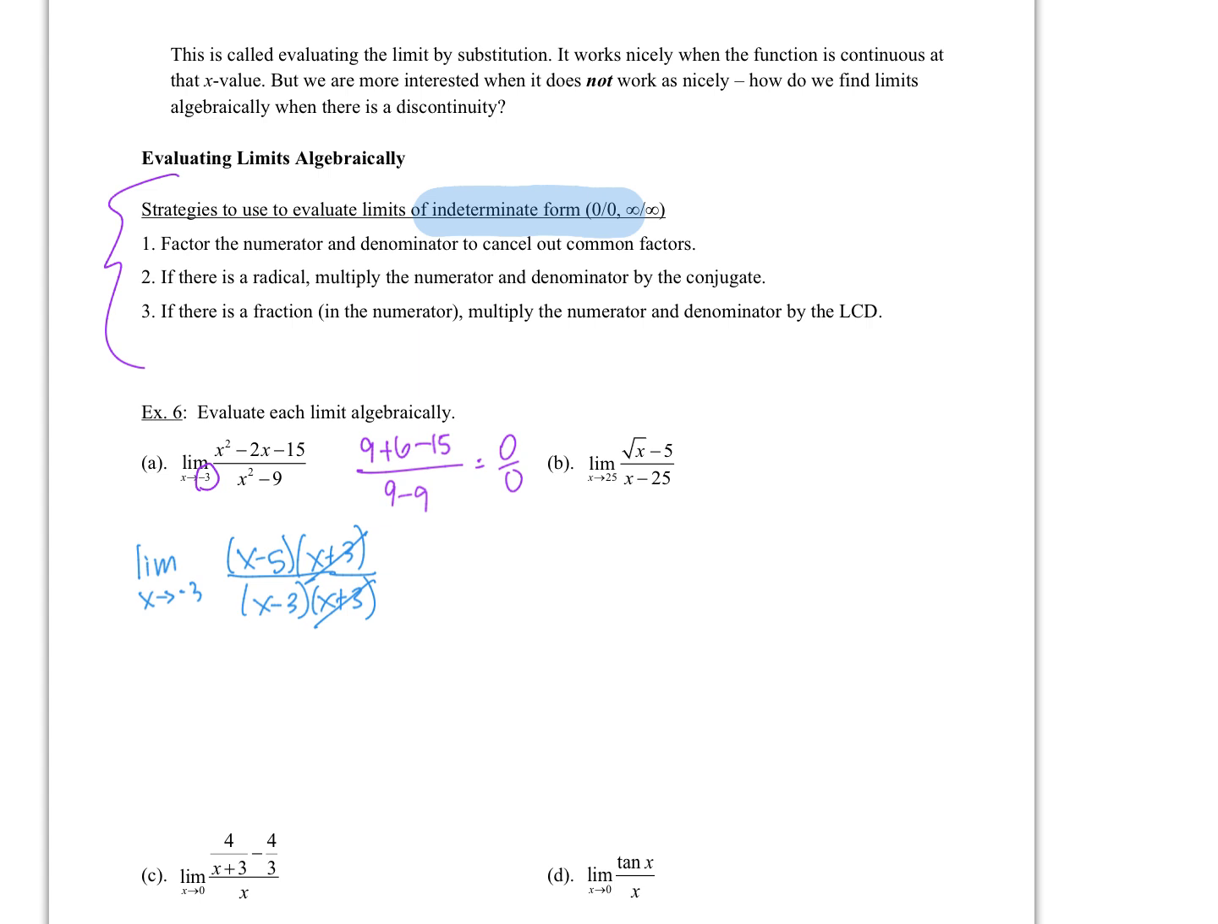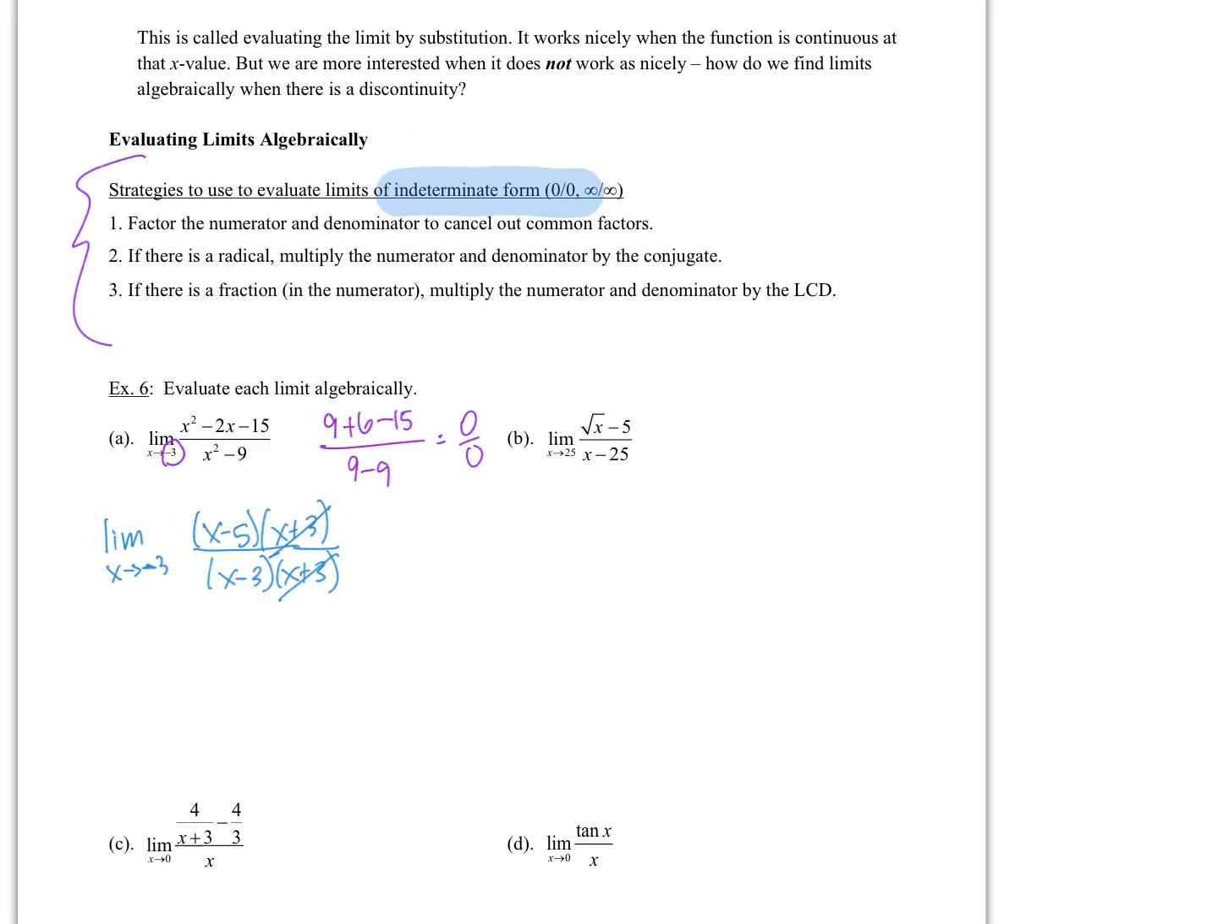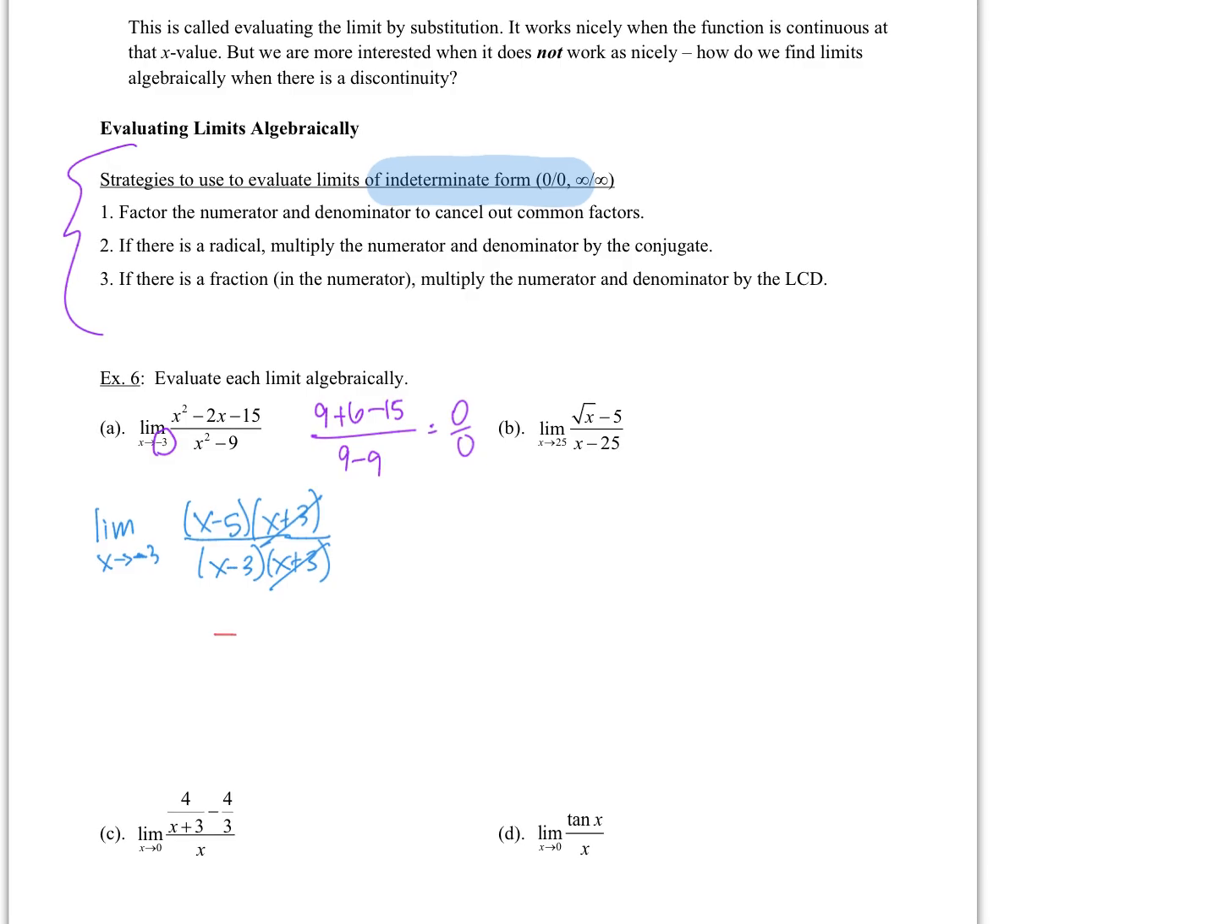Okay, so once I've factored and canceled, now when I try to do direct substitution, I get a different result. On the top, when I plug in that -3, I get -8. And when I plug in -3 on the bottom, right here, I get -6. And this reduces to 4/3. That's the limit.